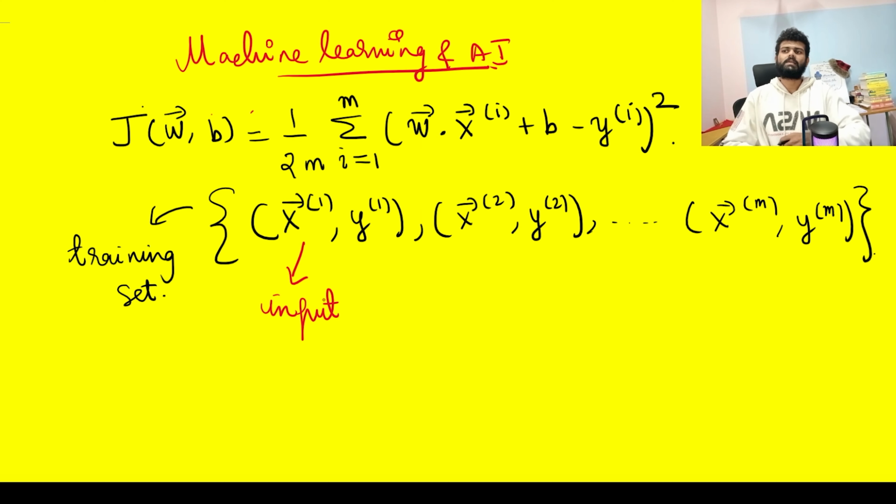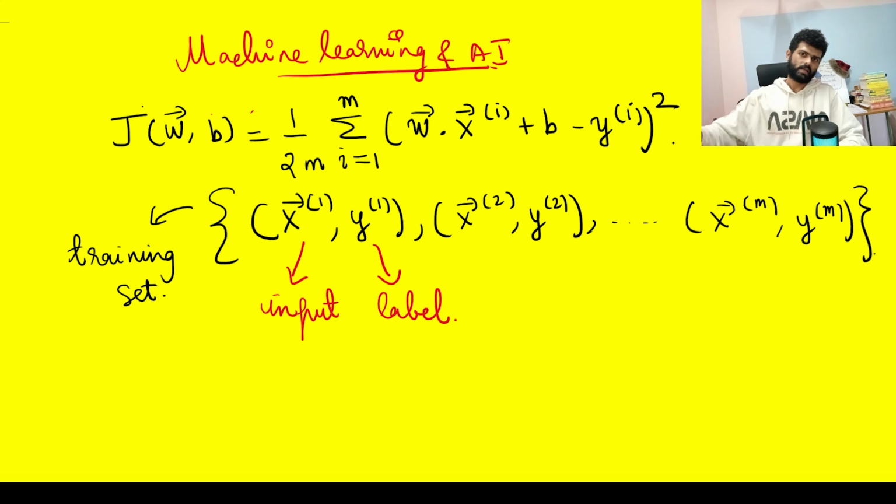Input is basically, here it's a vector. You're inputting a vector, and this is the label associated with this vector. So basically you are training a model. You give this training set to an algorithm, and the algorithm will try to learn from this training set. Okay, so for this particular input, the label associated is y1, and for this one, the label is y2, and so on.